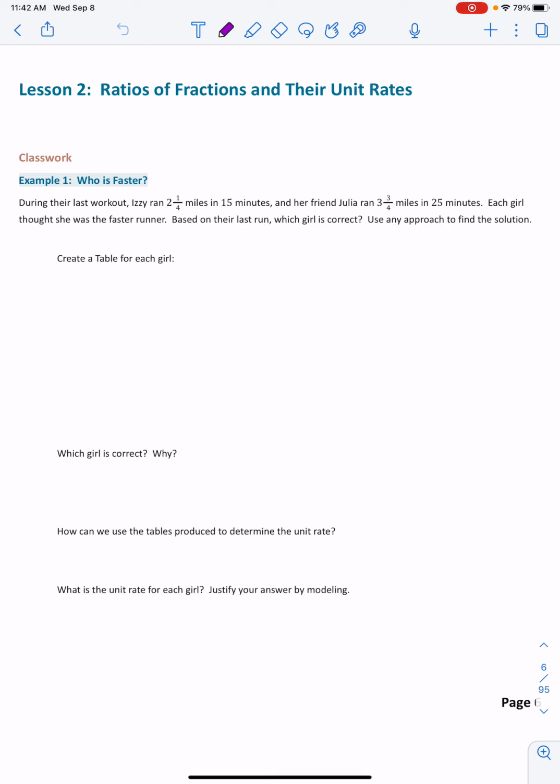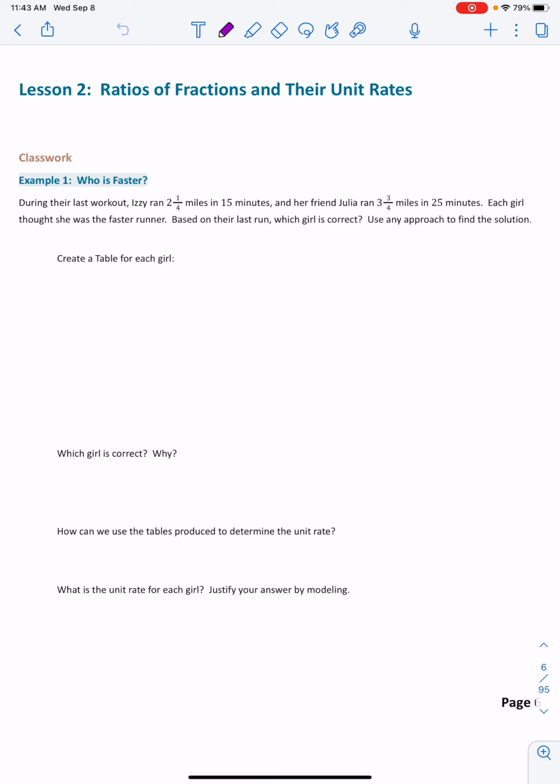During their last workout, Izzy ran 2¼ miles in 15 minutes, and her friend Julia ran 3¾ miles in 25 minutes. Each girl thought she was the faster runner. Based on their last run, which girl is correct? Use any approach to find the solution. Create a table for each girl.